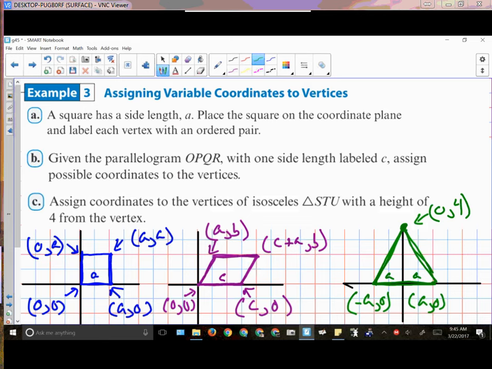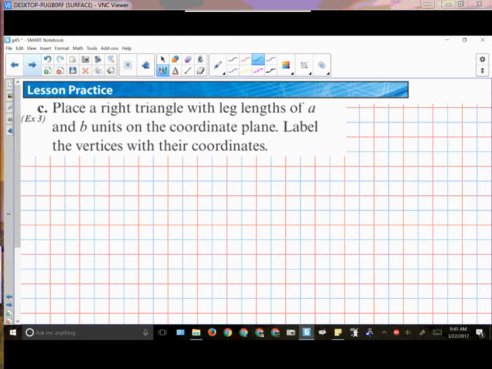Now, mind you, we could put this other places, but it will make identifying the coordinates a little trickier, like we had over here with the parallelogram. So, I'm going to give you a few moments, and I want you to go through and do this one. Alrighty, here we go.